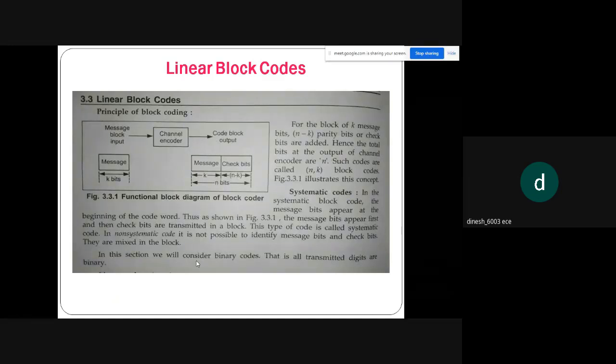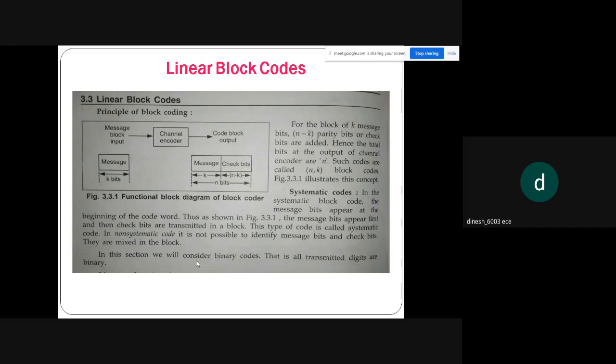This block coding principle consists of a channel encoder where messages of k bits are given as input, and in the encoding part these message bits are being added with check bits, n minus k, and the total information which we get at the output of your channel encoder is n bits. So this is your block coding principle.